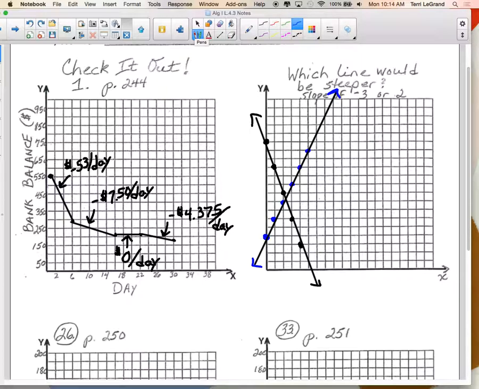And which one looks steeper? The negative one? They're pretty close though, aren't they? Yeah, it's a little hard to tell, but this is our one that has a slope of -3. Let's put that on our graph. Slope of -3. And this one has a slope of +2.